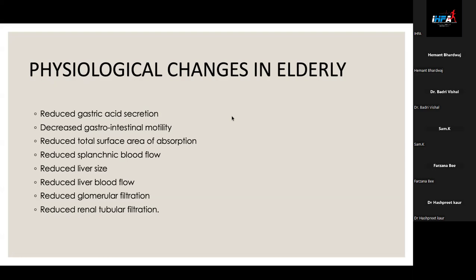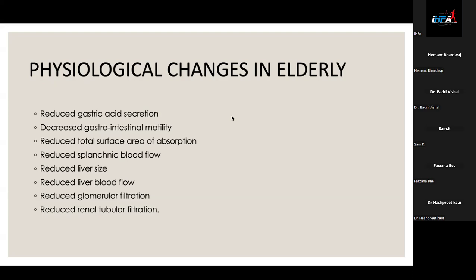There is a reduced liver size and reduced liver blood flow. Because there is a size change in the liver, there can be a blood flow change, and these blood flow changes can also be because of conditions like atherosclerosis or any other kind of vascular changes or the cardiac changes that the patient might be going through.